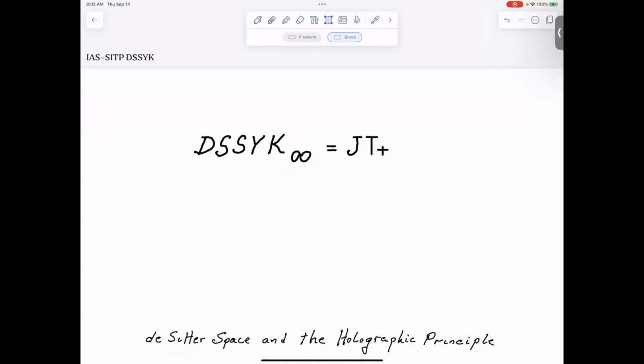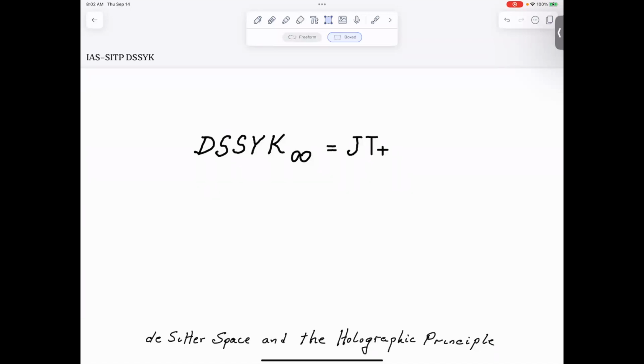DSSYK, what does that stand for? I'm not sure. Double-scaled SYK, and the infinity stands for temperature. And on the right-hand side is JT gravity, but the plus stands for plus cosmological constant. In other words, a version of JT gravity, which is de Sitter space, or some version of de Sitter space.